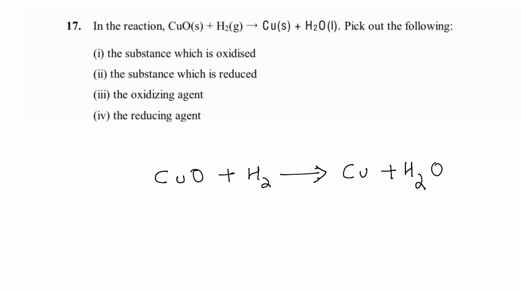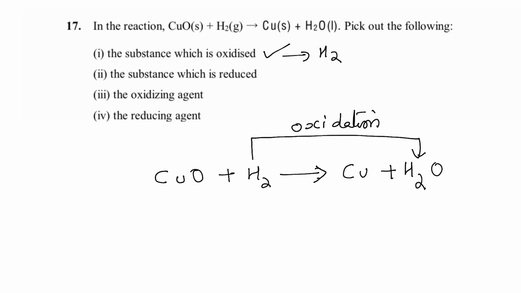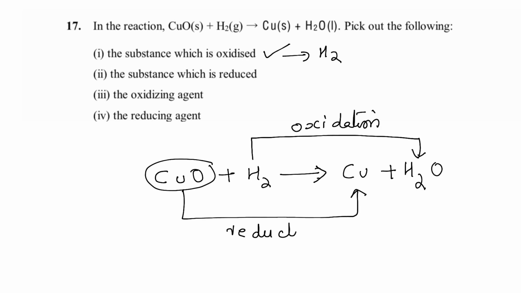The substance which is oxidized. You know what oxidation is, right? Oxidation is addition of oxygen. It is very clear: H2 gets oxygen, so H2 undergoes oxidation. So your answer is H2. Now reduction. CuO, you can see, loses oxygen. By definition, that is reduction. Correct? By definition, what is reduction? Either adding of hydrogen or losing of oxygen. Right. So which one undergoes reduction?